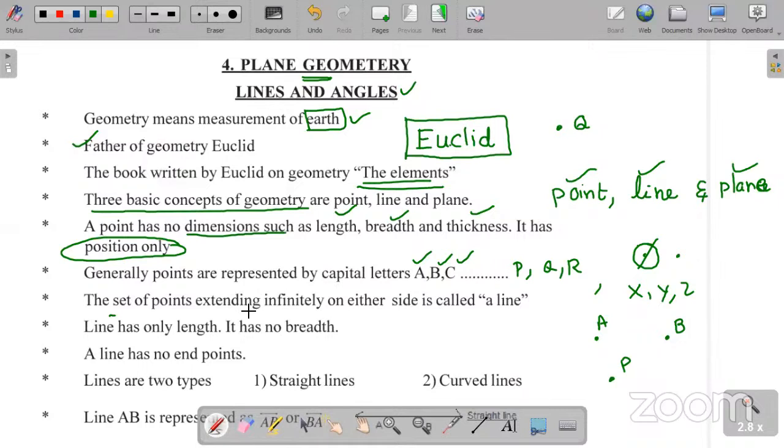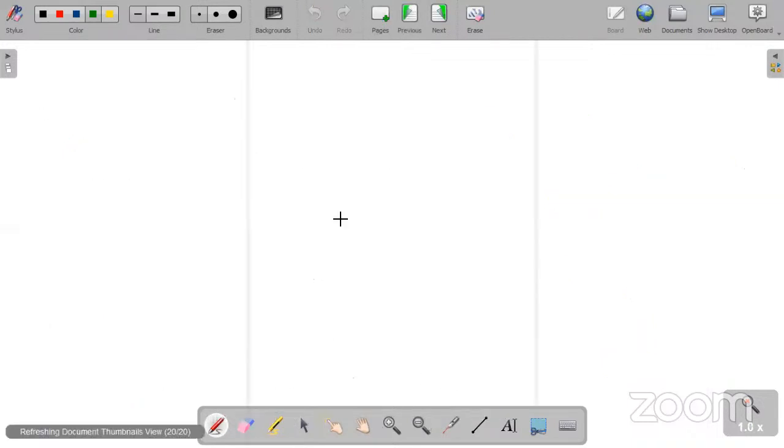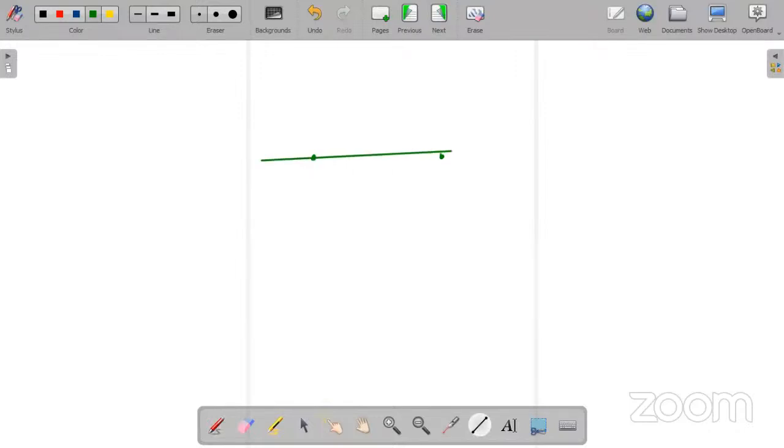The set of points extending infinitely on either side is called a line. For example, you take 2 points here. Now you join them like this, and you can extend both ways. You can extend this side also. So this is called a line.